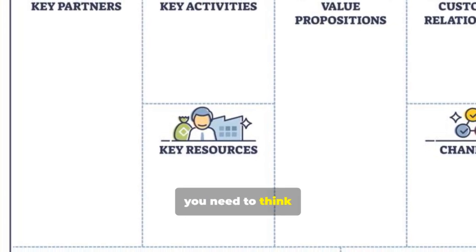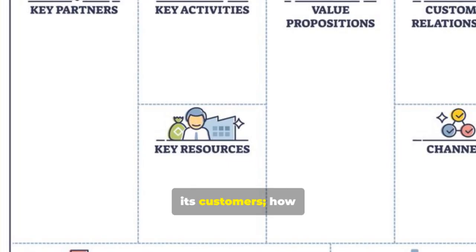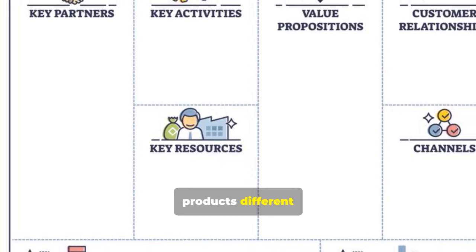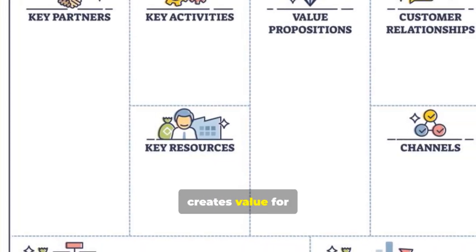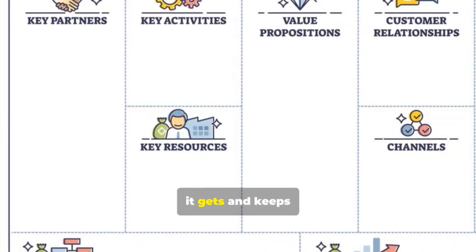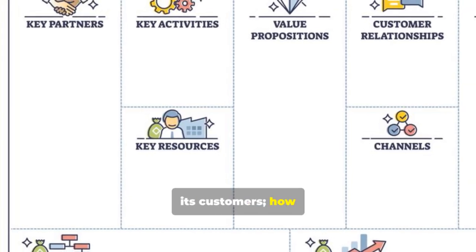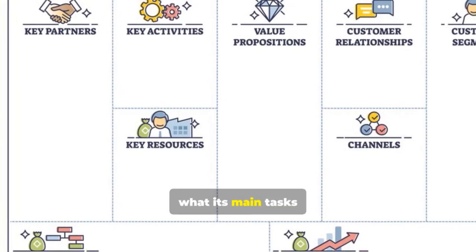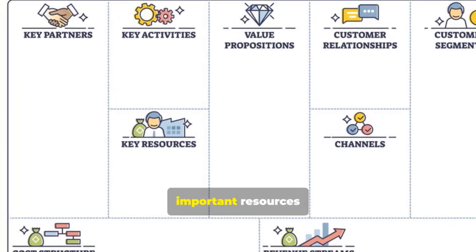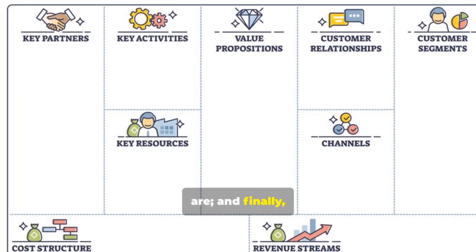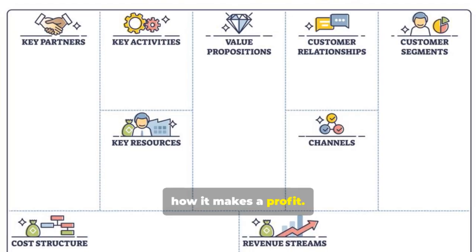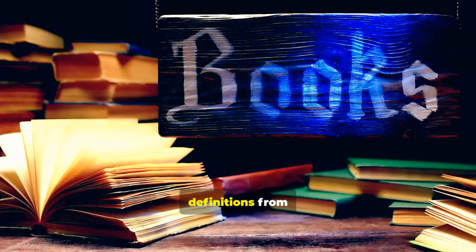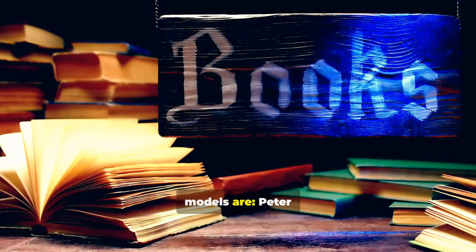So, you need to think about how it picks its customers, how it makes its products different and special, how it creates value for its customers, how it gets and keeps its customers, how it uses advertising and distribution to reach the market, what its main tasks are, what its most important resources are, and finally, how it makes a profit. Next, we'll look at some definitions from famous authors, in order of when they were written, to get their ideas on what business models are.